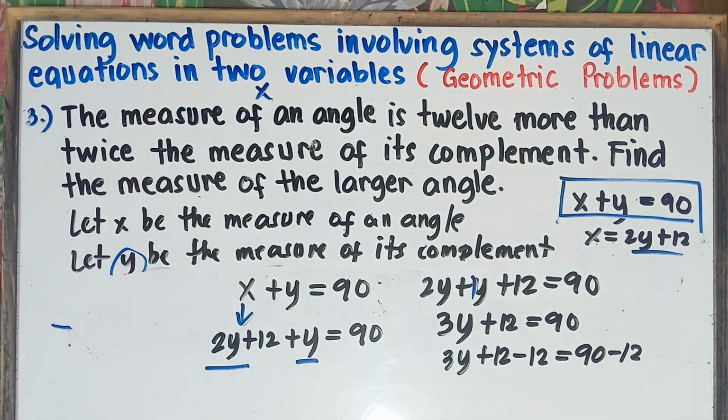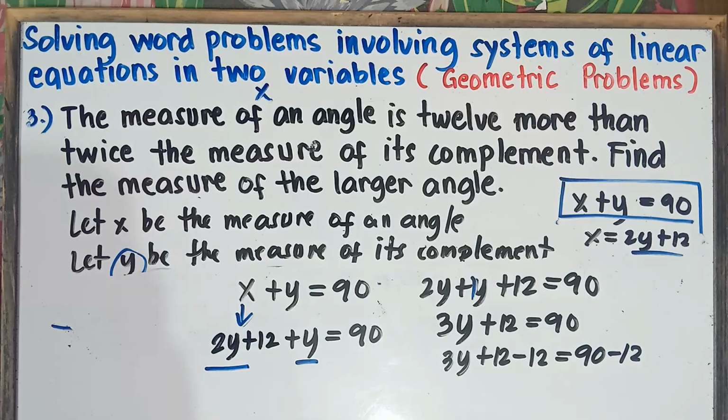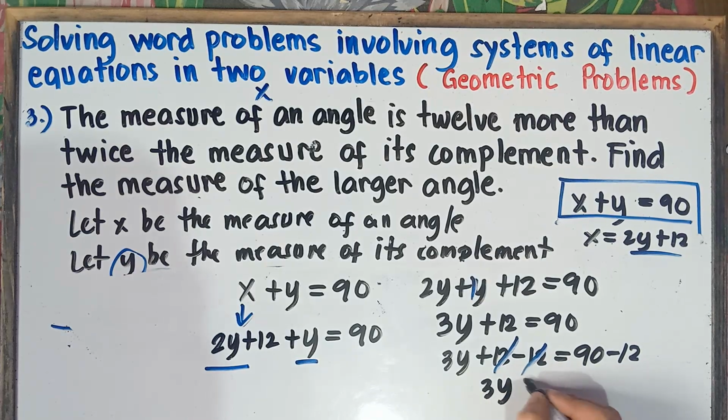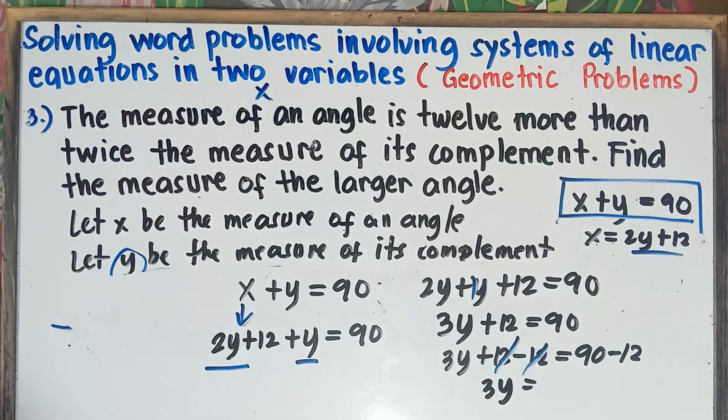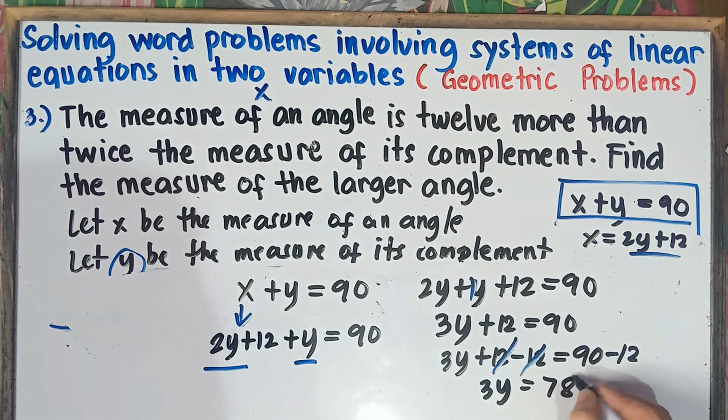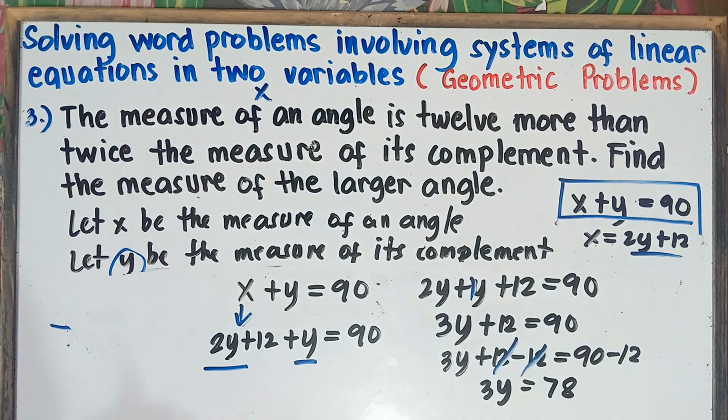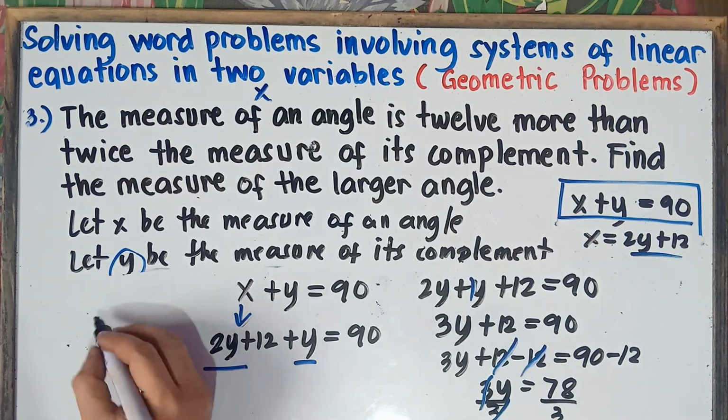Question, sir, why do we need to subtract both sides by 12? So that you can cancel this out, and the remaining expression will be only 3y. So this will be 3y equals 90 minus 12. What's the answer, class? That's correct. That would be 78. Alright, and then to get the value of y, simply divide both sides by 3, cancel this out. And the value of y is equal to, alright, let's divide that.